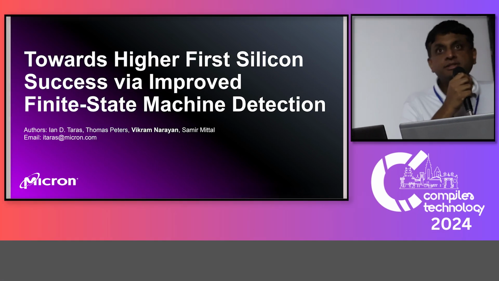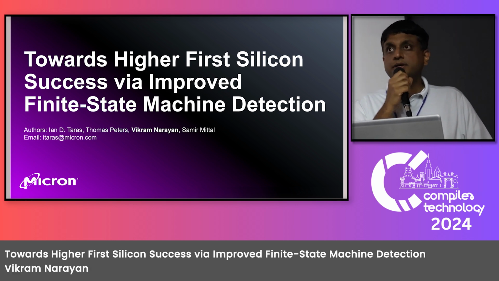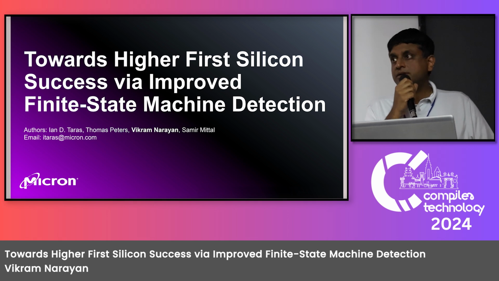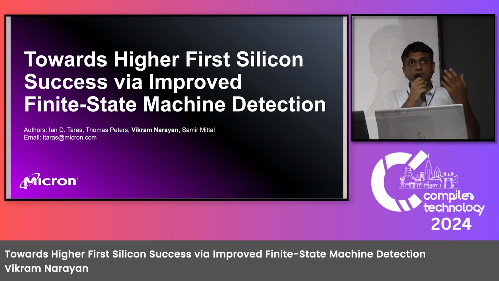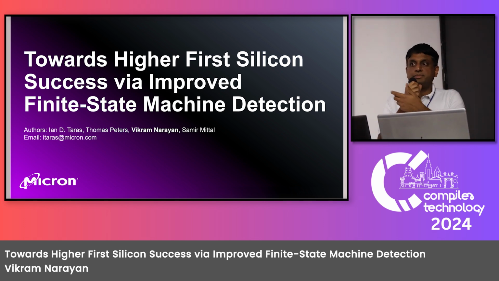This is one of the flows that we have institutionalized inside of Micron. To summarize what first silicon success actually is, we basically tape out a chip, and we don't want to be in the business of retaping the same chip because we discovered some bug there.